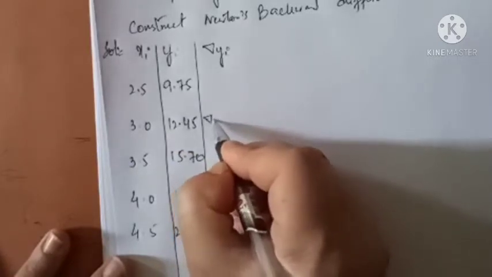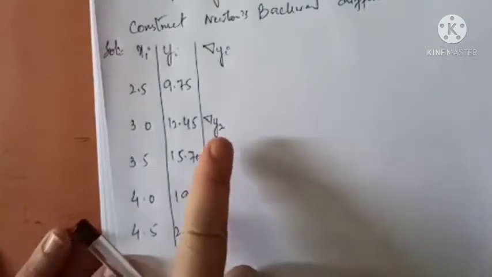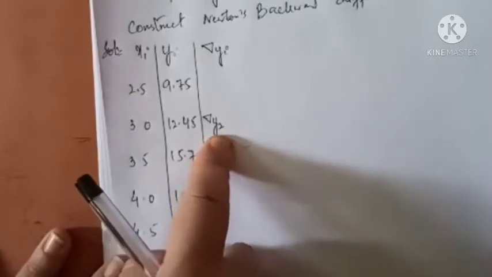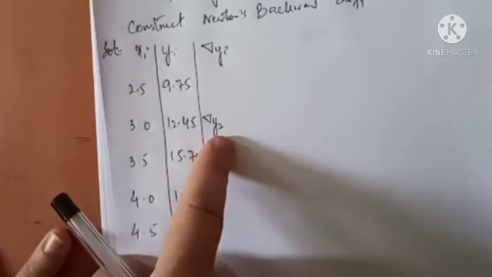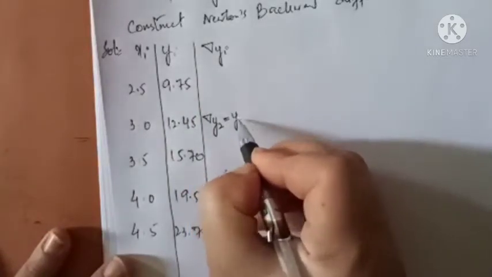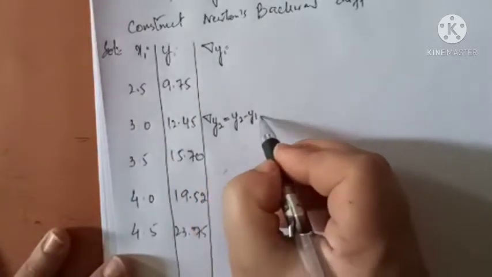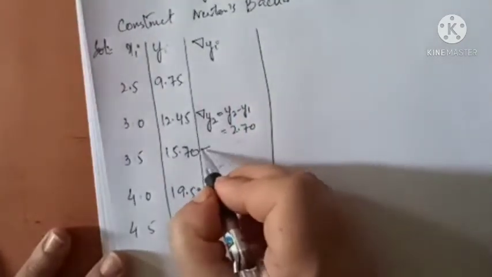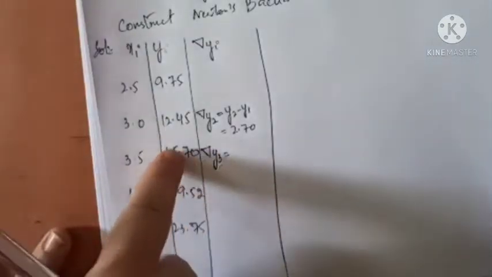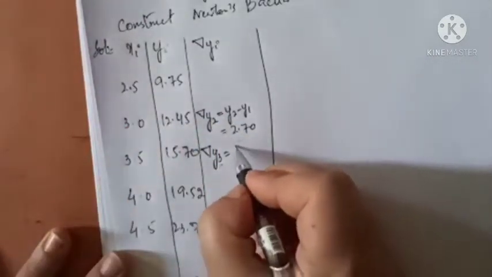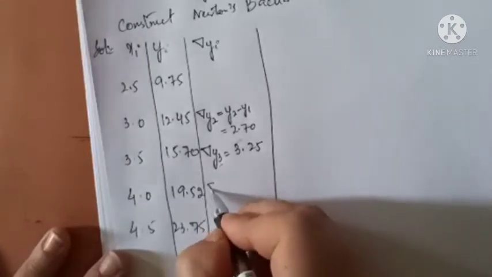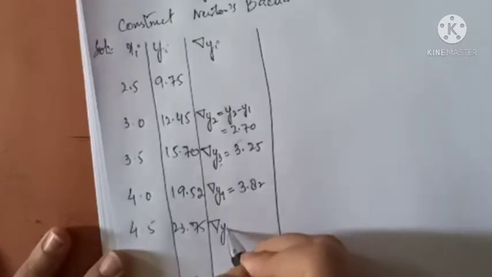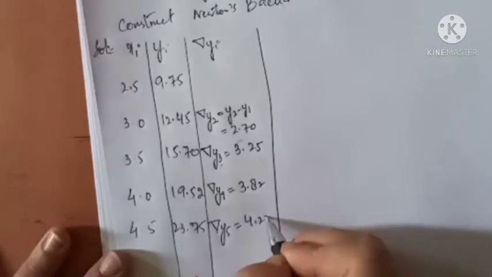Okay, delta y2. Whatever the function value is at that point, we symbolize it with this. So that is the reason why I wrote delta y2 and not delta y1, which is equal to y2 minus y1. So that is basically equal to 2.70. Similarly over here, delta y3 will be equal to y3 minus y2. This will be 3.25. Delta y4 will be equal to 3.82 and delta y5 will be equal to 4.23.